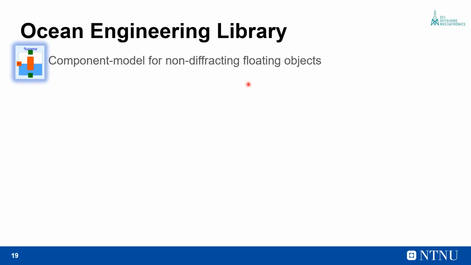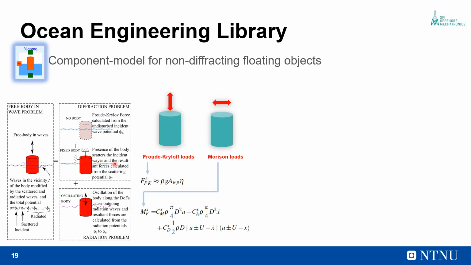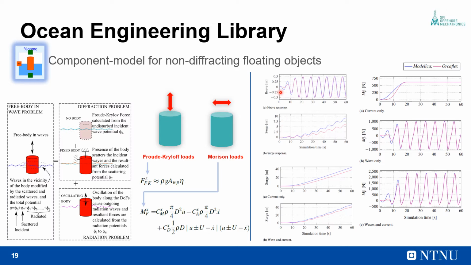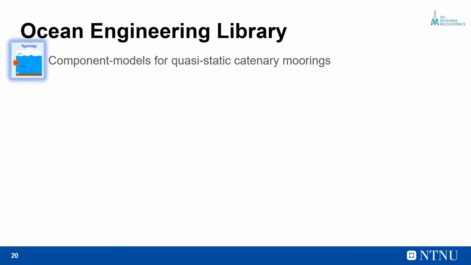In developing the component model for non-diffracting floating objects, we make use of the small body assumption and specify heave loads using the Froude-Krylov formulation and the surge loads using the Morison equation. We present results for a free floating cylinder in waves and in current and show that the simulation results are in good agreement with OrcaFlex simulations.